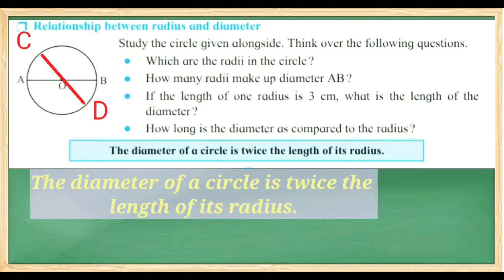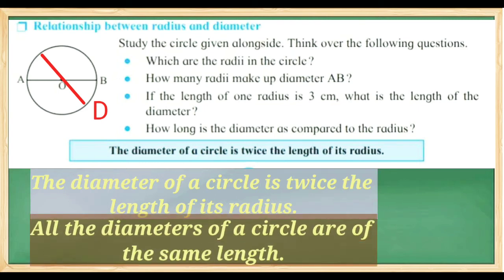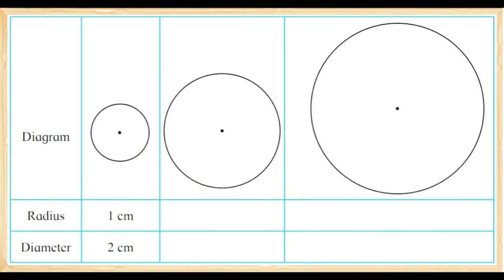Now imagine if another diameter CD is drawn on the same circle. Will its length be the same as that of the diameter AB? What do you think? It will be the same. This leads us to the second conclusion that all the diameters of a circle are of the same length.